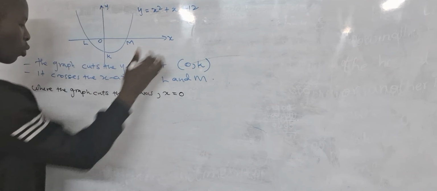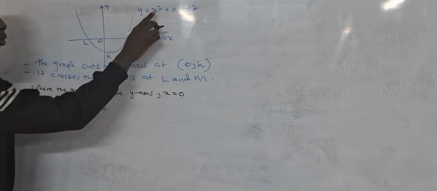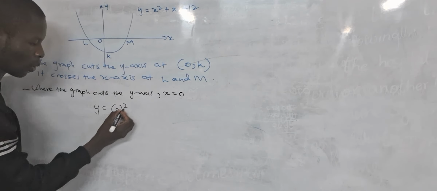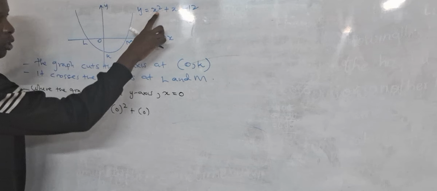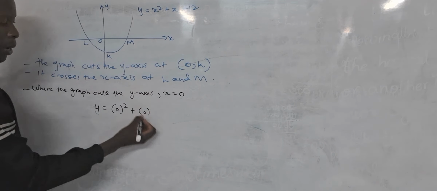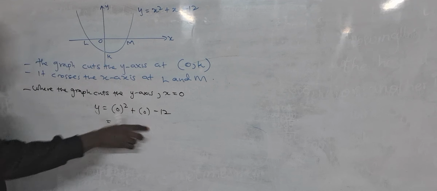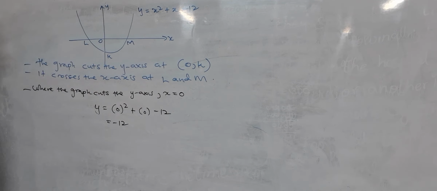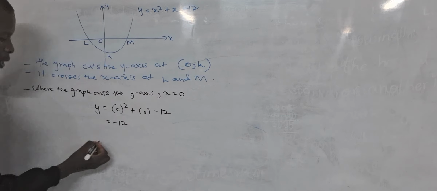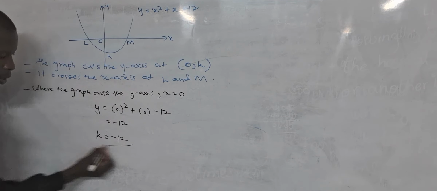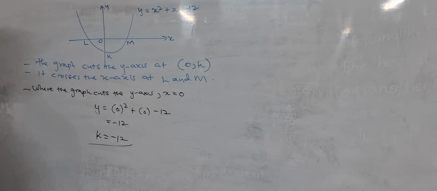Is 0. So you go into the function y is equal to, and you place a 0 where there is x. So this is 0 to the power 2 plus 0 minus 12. This is 0 plus 0, which is nothing but 0 minus 12. The answer is negative 12. So the value of k is minus 12. This is the correct value of k.